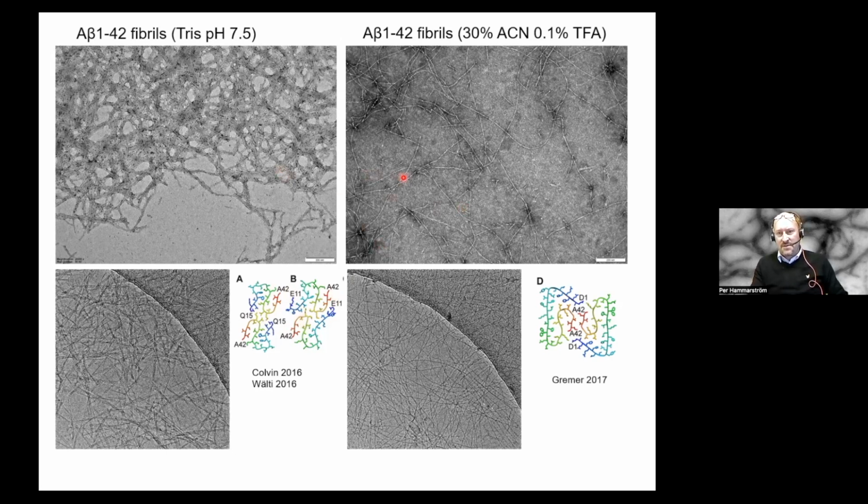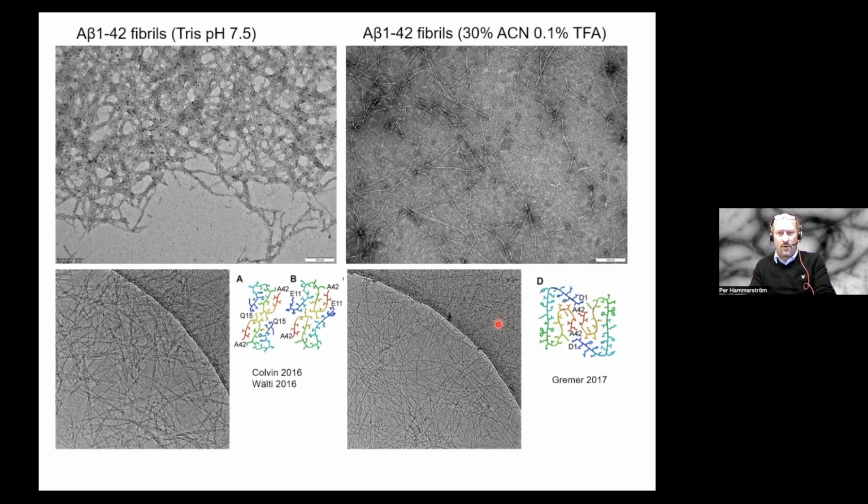We compare the structure of these fibrils to the fibers that we call the Gremer fibrils. They're made from the protocol from Lothar Gremer. It's an organic solvent acidified by TFA. These fibrils are long and slender, and they're quite monomorphic. These are also, in a sense, monomorphic, but they have more of an assembly polymorphism to them. And these fibers are very interesting because they're monomorphic and have a completely different structure. You can replicate this many, many times. It's a very nice protocol.